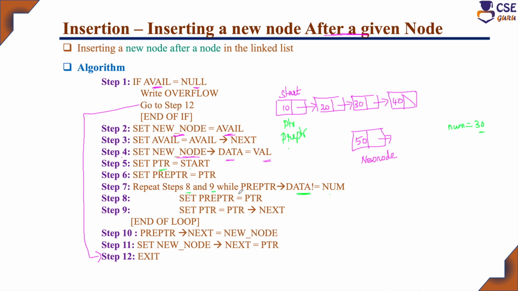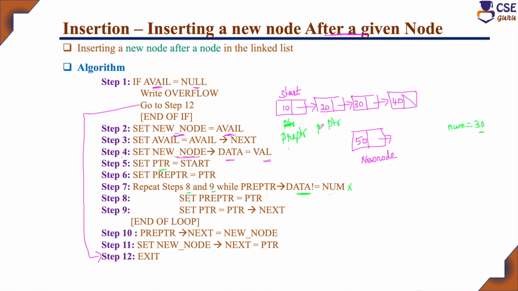Okay, now pre-PTR of data not equal to number. 10 not equal to 30. Set pre-PTR as PTR, and PTR is nothing but PTR of next. Next iteration, pre-PTR of data not equal to number, 10 not equal to 30 only. Okay, because pre-PTR is pointing here only now. Okay, 10 not equal to 30, in the sense, pre-PTR as PTR.